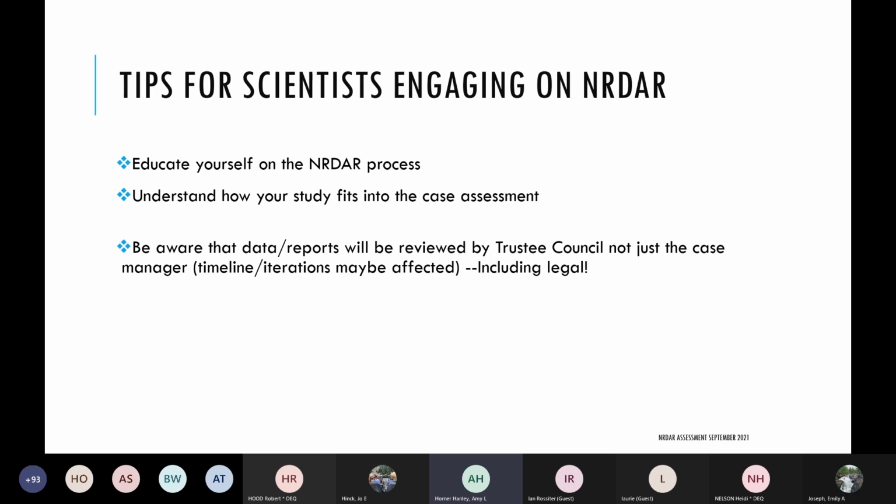Be aware that whatever data and reports are generated will be reviewed by the trustee council, not just the case manager, and that will include legal. So your timeline and iterations may be affected.